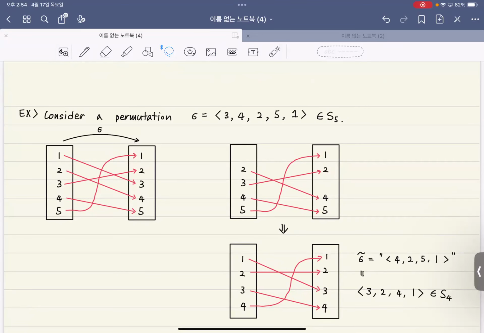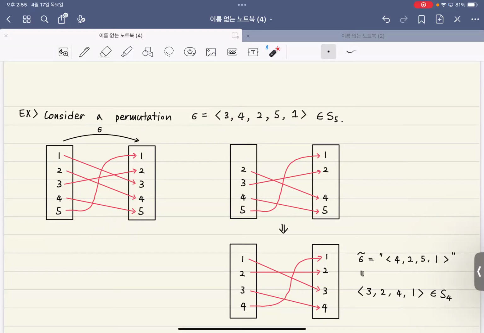Now I'm going to do something very crazy for this. I have a permutation with 5 integers, so this is a 5-permutation, and I'm describing it using this picture. So 1 goes to 3, 2 goes to 4, 3 goes to 2, and 4 goes to 5, and so on.